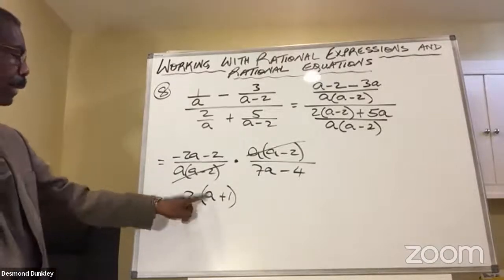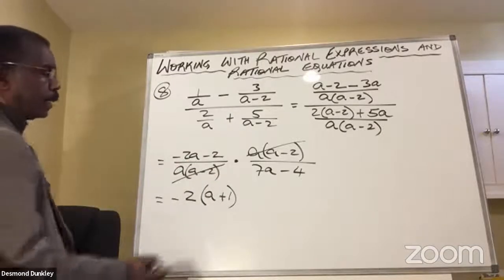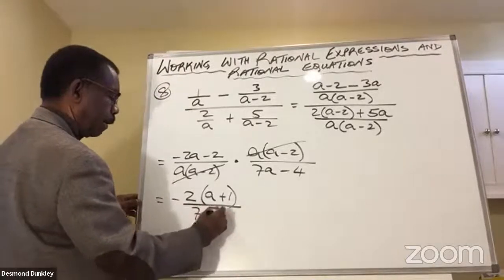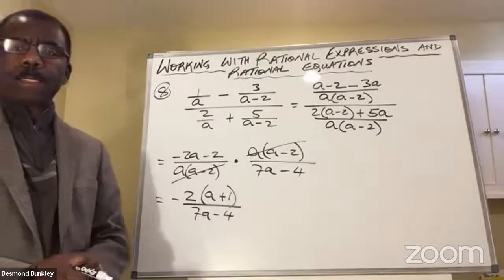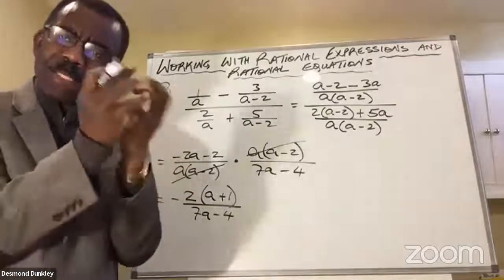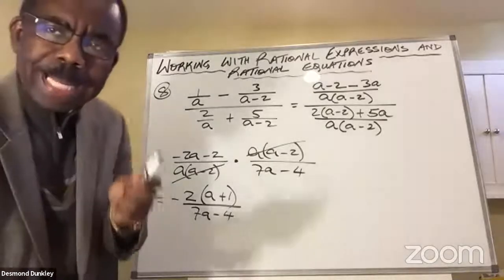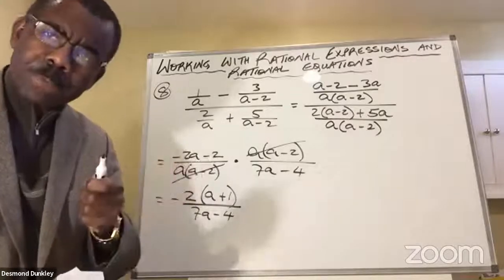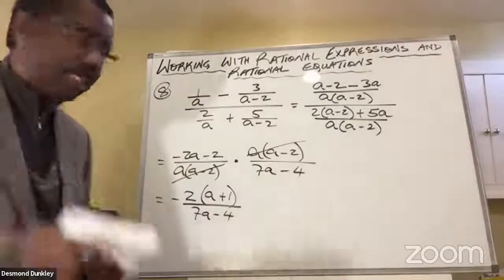Let's check. Negative 2 times a, negative 2a. Negative 2 times 1, negative 2. Now what's on the bottom? On the bottom we have 7a minus 4. So this is what we had, and this is what we end up with. This one brought in some different skills, so each question has a little difference to it. Now let's go to the last rational expression, and then we transition over into some simple rational equations. And the next time we meet, we do more complex rational equations.